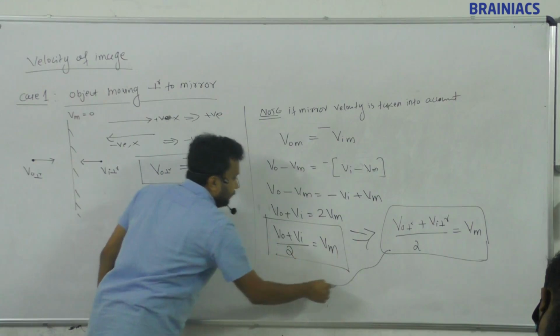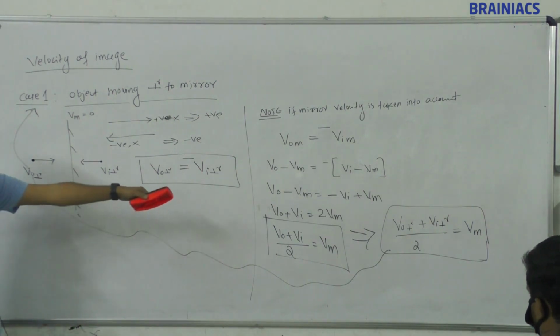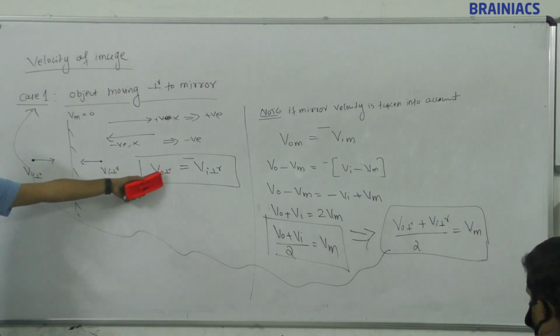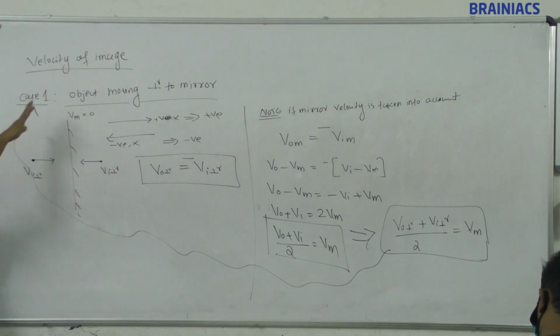Now we'll come back. Velocity of mirror in this case, if you substitute 0, what will you get? VO perpendicular equals minus VI, so you will get this. Okay, in this case, the mirror. Next one, case 2.